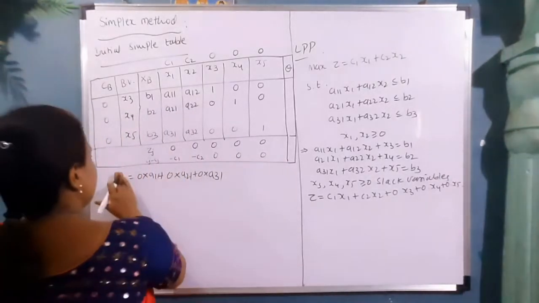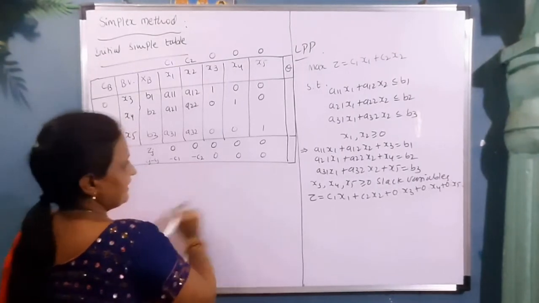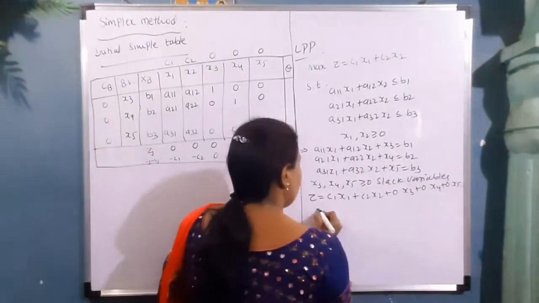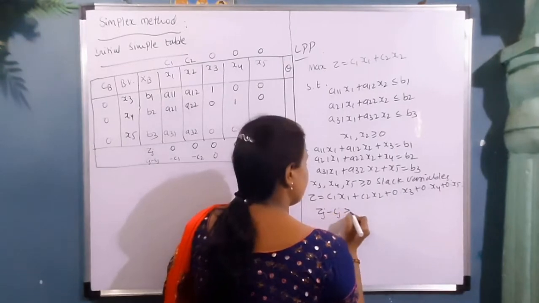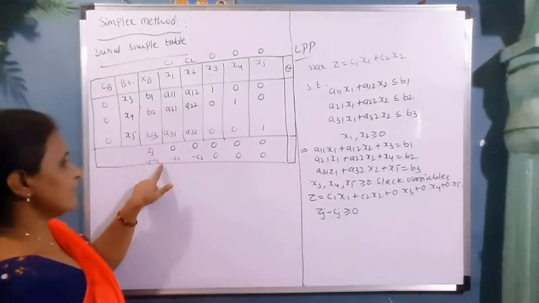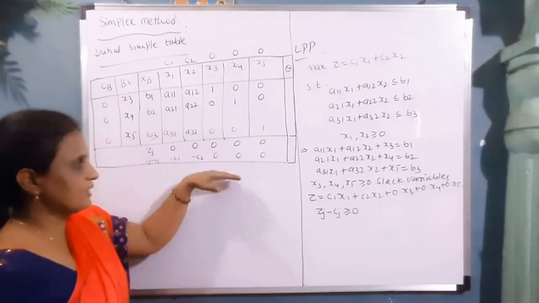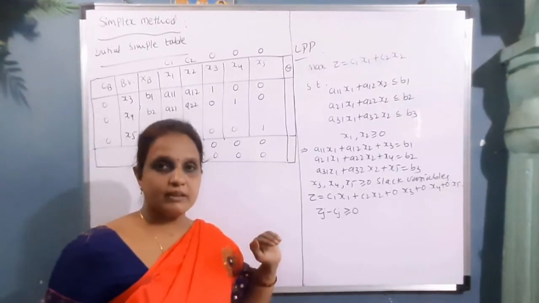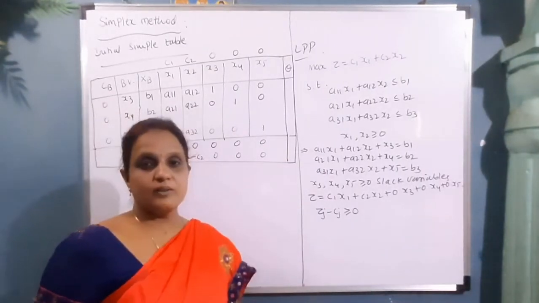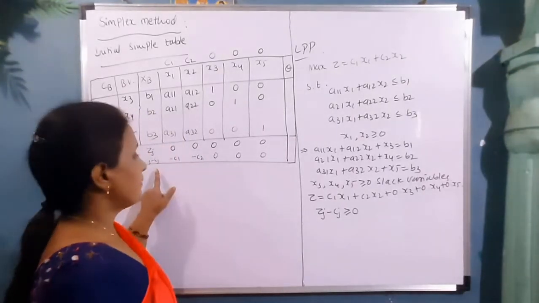Next, what is the condition for optimality? The condition for optimality is, if we have Zj minus Cj greater than or equal to 0, we have reached the optimal solution. So here Zj minus Cj has 2 negative values and 3 zero values, which means we have not reached the optimal solution. When all are 0, or all are positive, or some are 0 and some are positive, then we have reached the optimal solution.